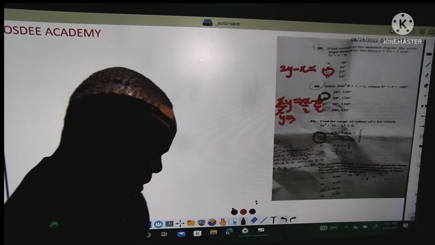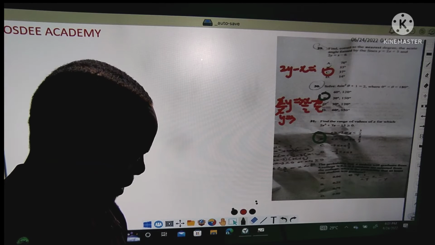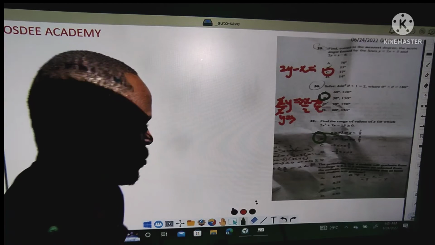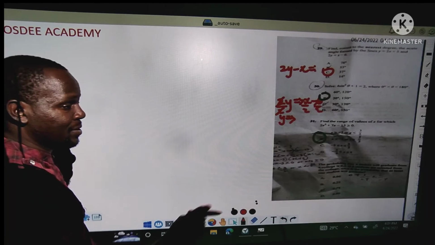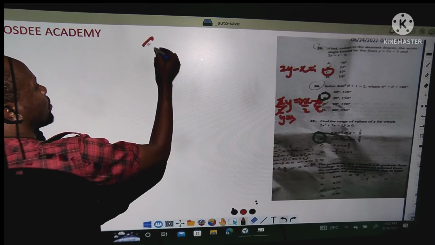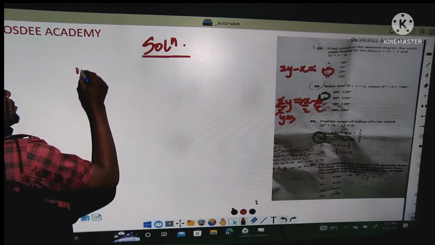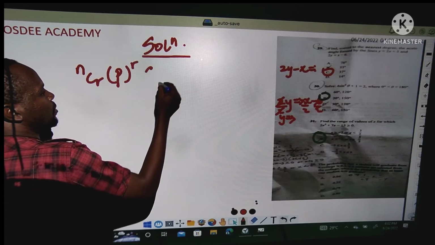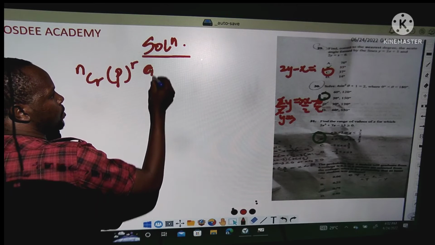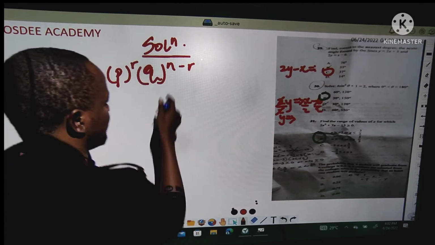The probability that a student will graduate from the college is 0.4. If 3 students are selected from the college, what is the probability that at least one student will graduate? Combinatorial probability. Let's do it together. For the combinatorial probability formula, we've talked about this in the geometry class. We say n choose r times p raised to power r, then q raised to power n minus r. P is success, q is failure.